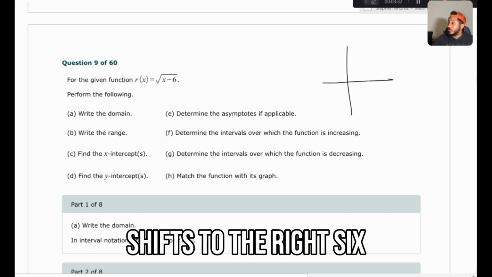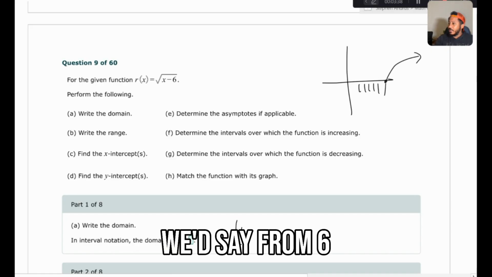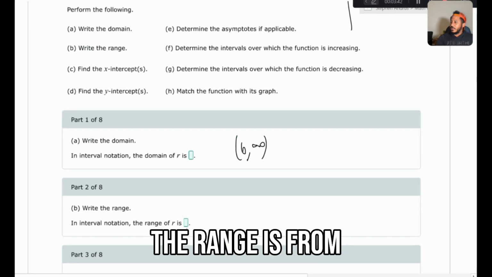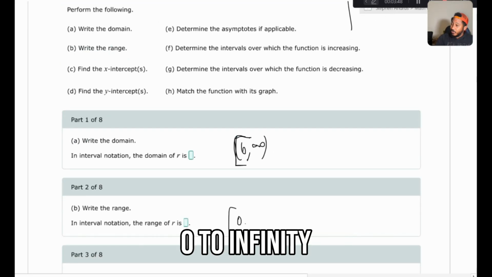So this one just shifts to the right 6. So it looks like this, right? So the domain, we'd say from 6 to infinity. The range is from 0 to... apologies. The range is from 0 to infinity.